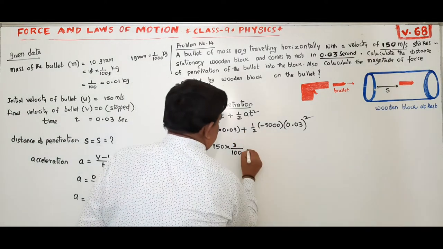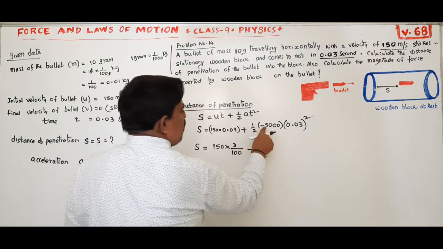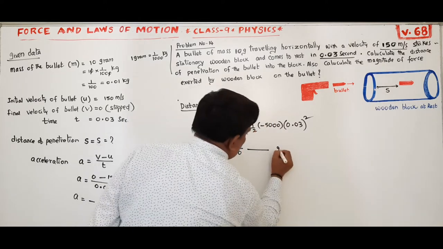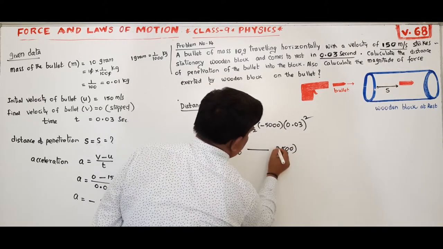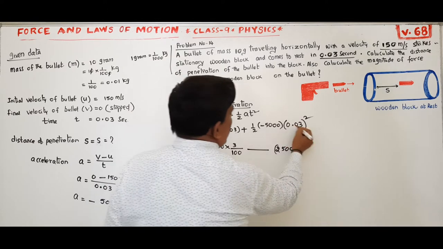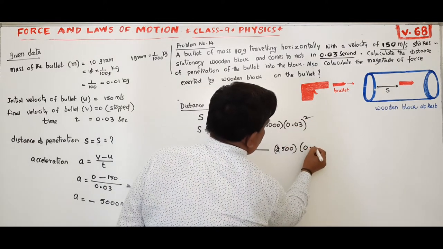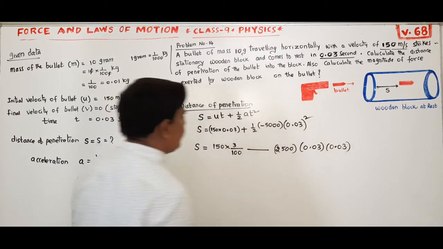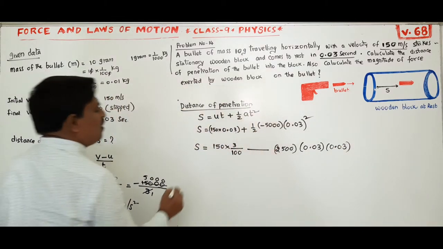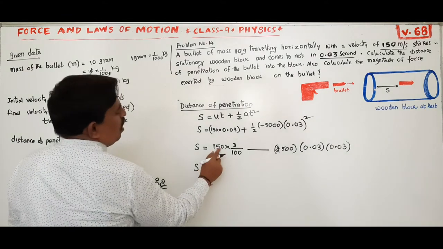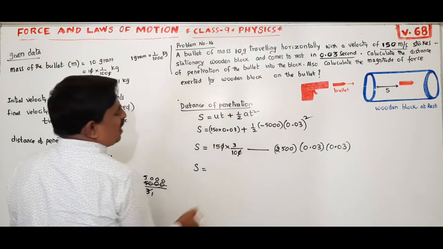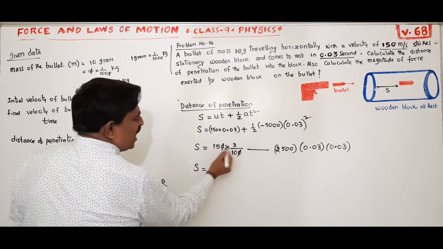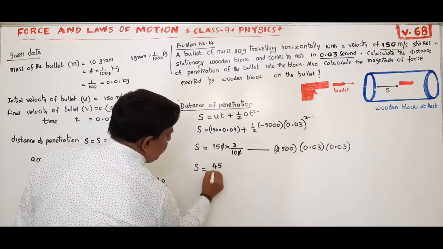Plus into minus, minus. 5000 by 2 is 2500. Now 0.03 whole square, nothing but 0.03 into 0.03. Now please listen here. S is equal to... now the last zero cancels. 15 into 3 is 45, so 45 by 10.